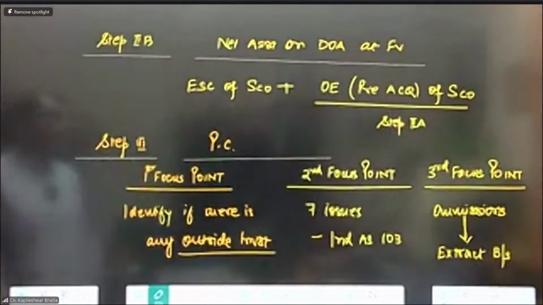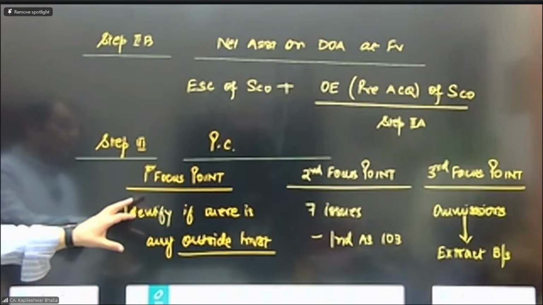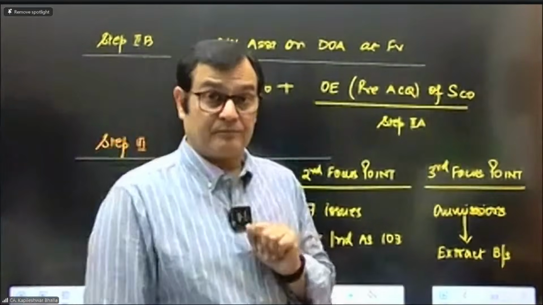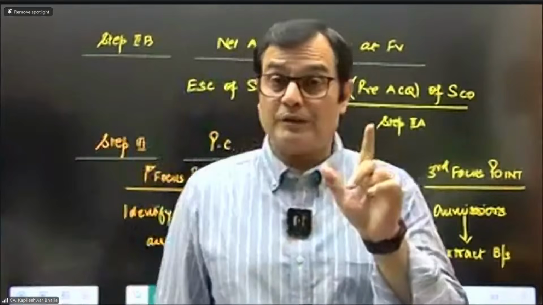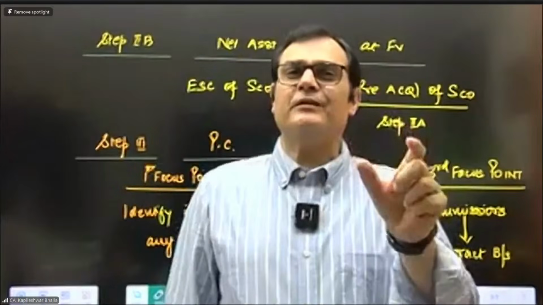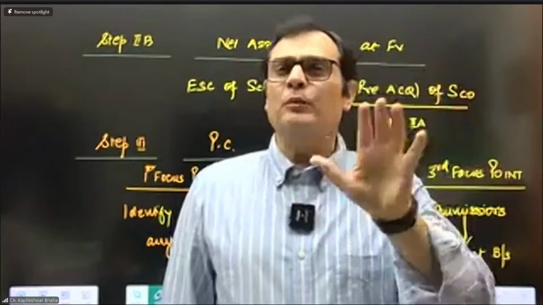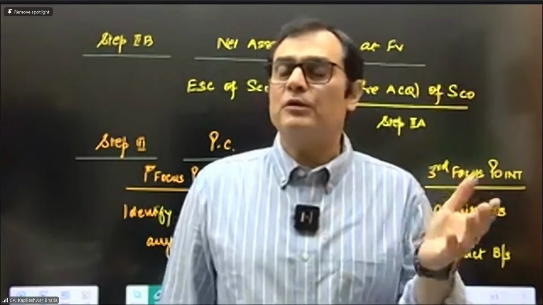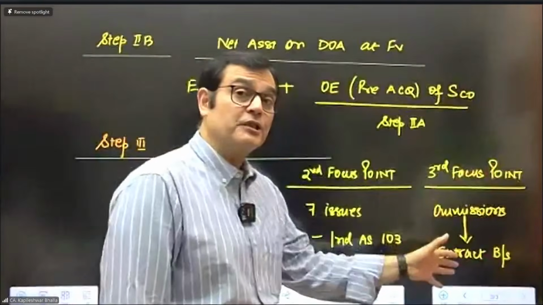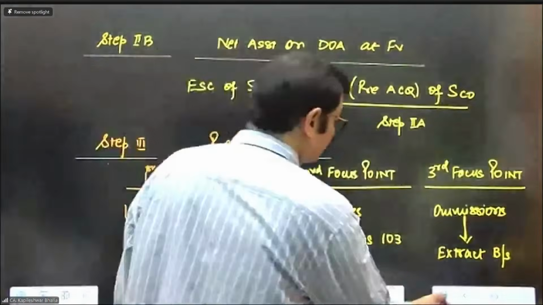So here again, the third step has got a total of 3 focus points. Your first focus point is to consider if there is any outside investment. Your second focus point is just recall the 7 issues when you calculate a PC, because every time the investment in the subsidiary may not be very apparently given in the balance sheet because of some omissions. So if there is any omissions, you need to take care of the extract balance sheet as well. That is on the step number 3.